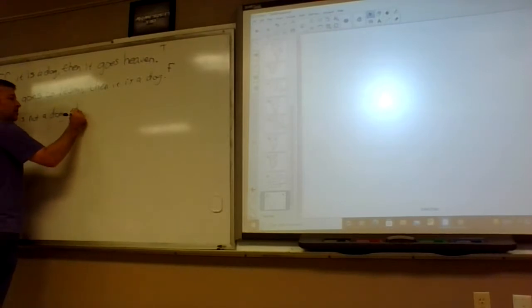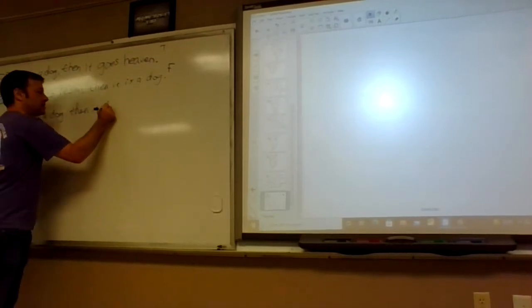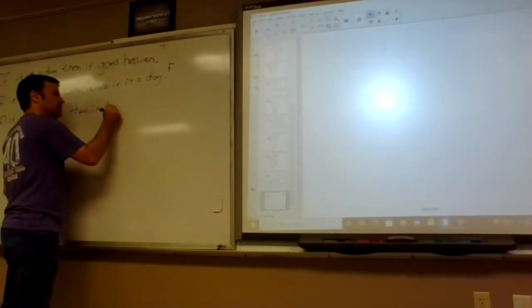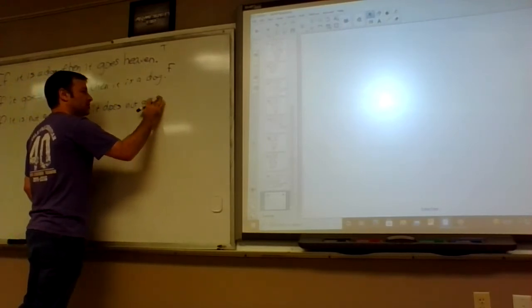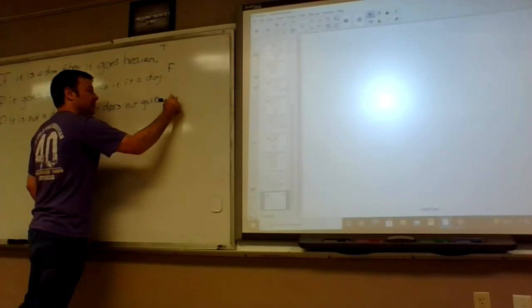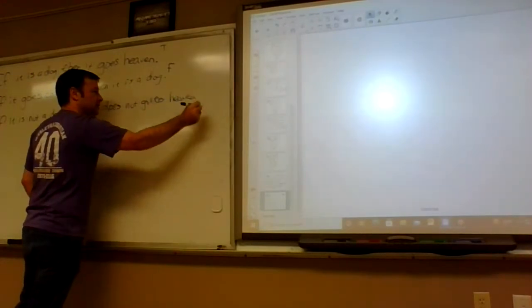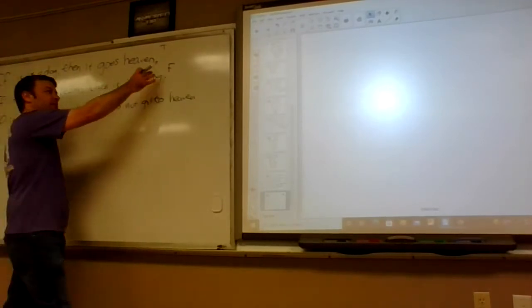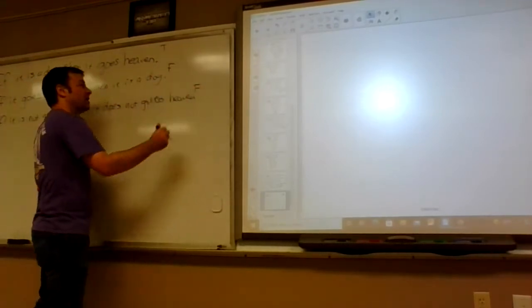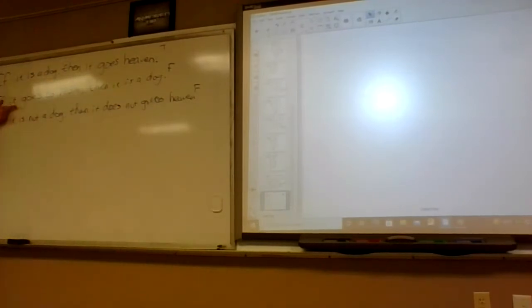If it is not a dog, then it does not go to heaven. So I have to be a dog to go to heaven. Is that a true statement? No. For the same reason the converse is false, this is false. Converses and inverses happen to be logically equivalent. These two are saying basically the same thing in a different way.